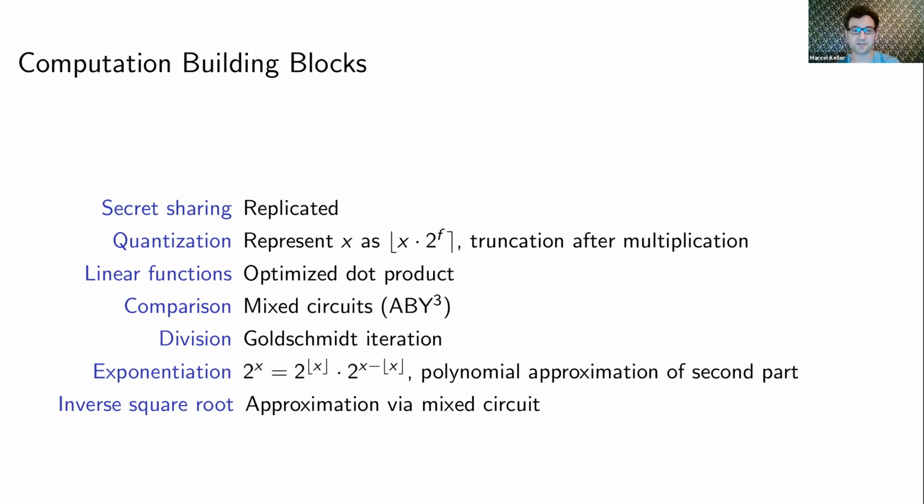For exponentiation, we split the input into an integer part and a fractional part, and we use precise computation for the integer part and polynomial approximation for the fractional part. And then last but not least, it turned out that it is best to use an optimizer that's called AMSGrad, and that relies on inverse square root, that is 1 over square root of x. And we use some approximation that we also use mixed circuits for.